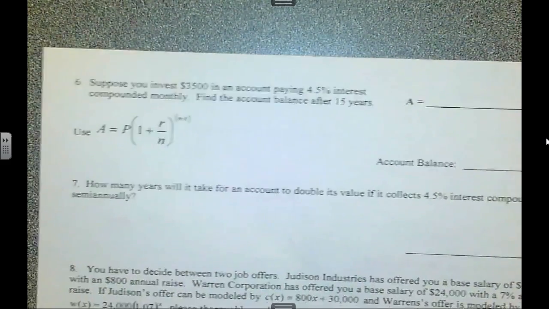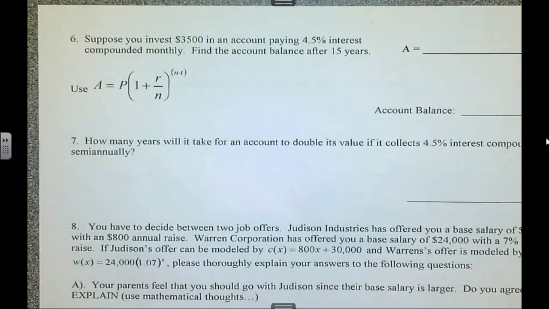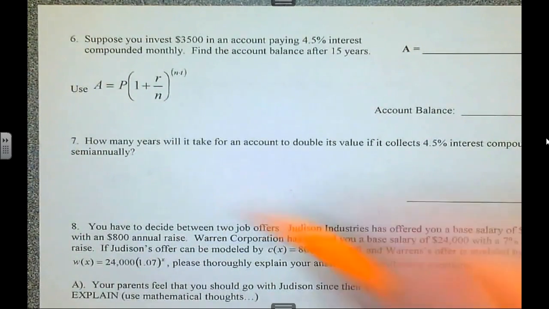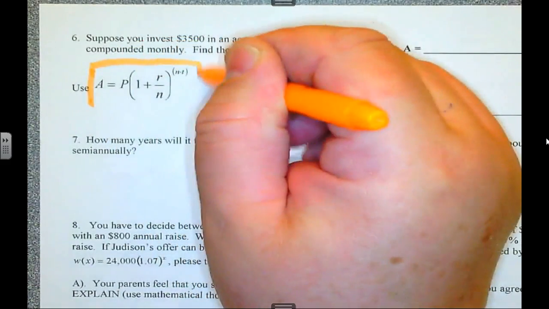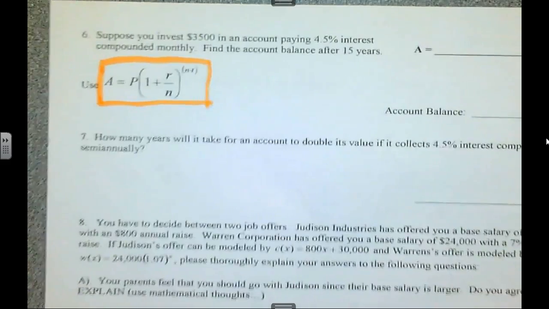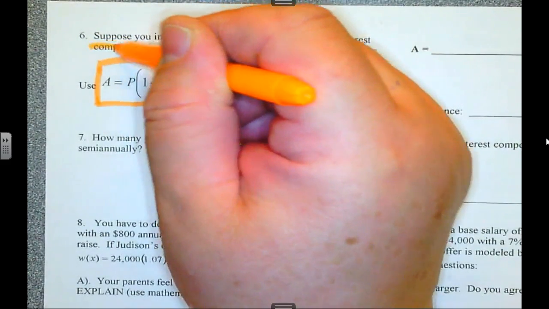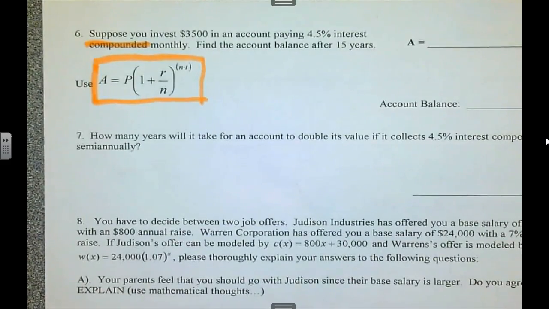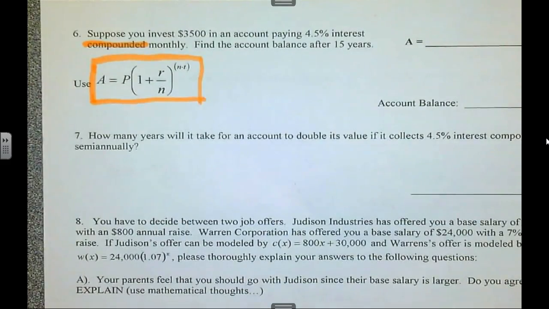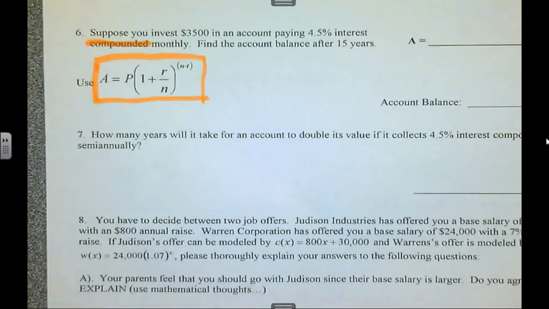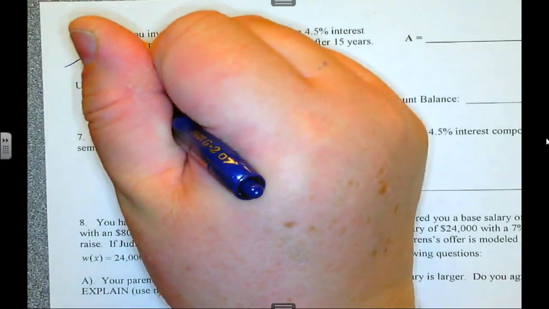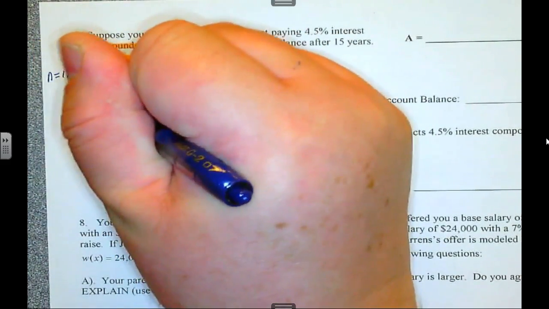Compound interest. You guys remember compound interest? Here's a formula for compound interest. You use this formula when you see the word compounded. When you see the word compounded, that's your new variable n. If it's compounded monthly, now this is per year. How many months in a year? 12. So here, my n equals 12.